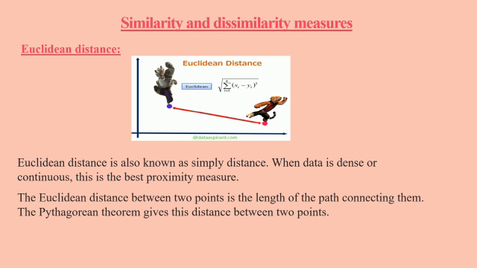Euclidean distance is the most common use of distance measure. In most cases, when people talk about distance, they will refer to Euclidean distance. It is also known as simply distance. When data is dense or continuous, this is the best proximity measure. The Euclidean distance between 2 points is the length of the path connecting them. The Pythagorean theorem gives this distance between 2 points.